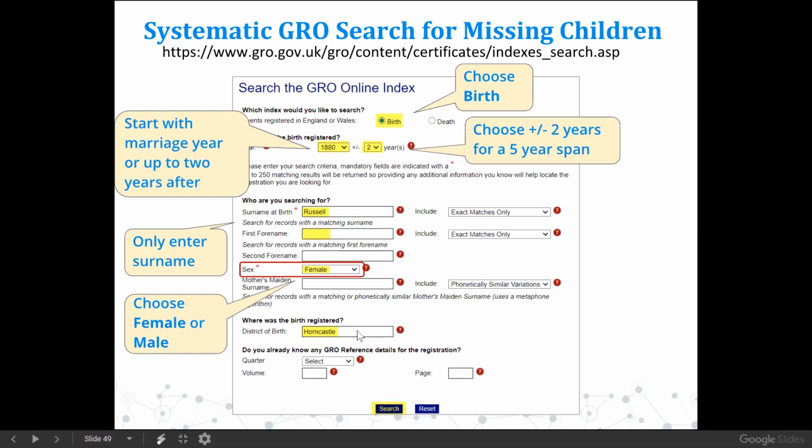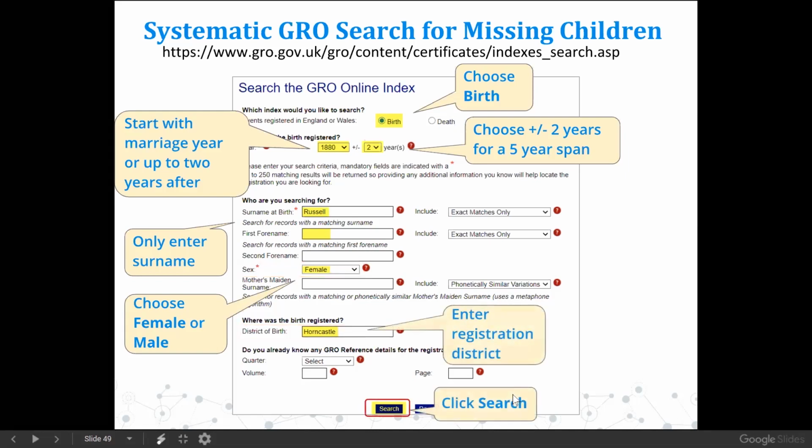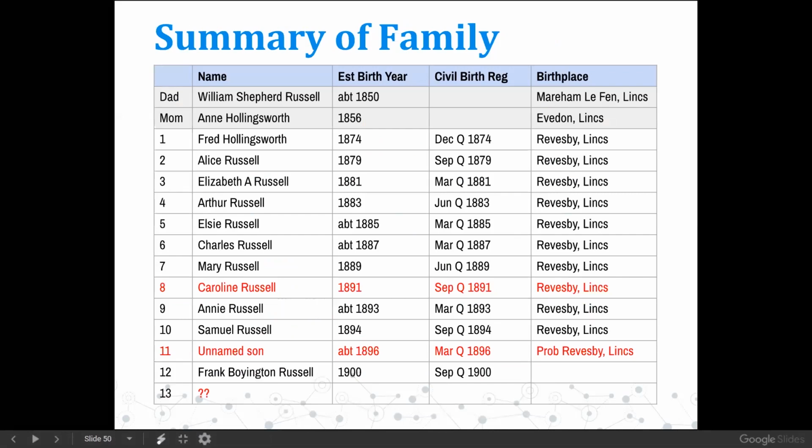And then we're going to put in the birth registration district here because we know all the kids from the census, we know they were all born in Revesby, so we would expect our missing kids to be born there as well, and that will help narrow down the search results to put the district of birth. And then finally we click search. And this is what we came up with.